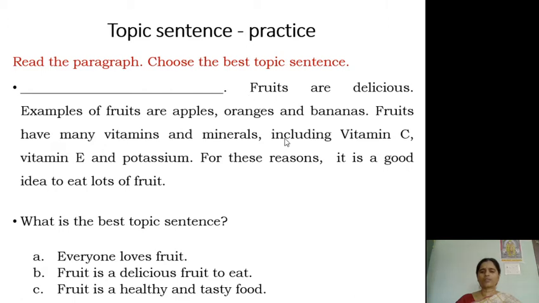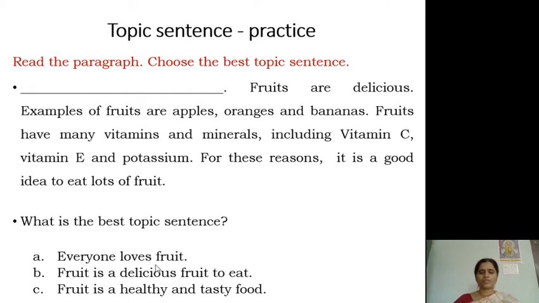So, in this paragraph, these are all the supporting sentences, and at last we have a concluding sentence. And now we have to choose the best topic sentence. The supporting details give some details about the taste of the fruits and the many types of fruits, and of course the vitamins and minerals that are in the fruits, and why we have to eat them, like they are tasty and they are healthy. Now let us see these options.